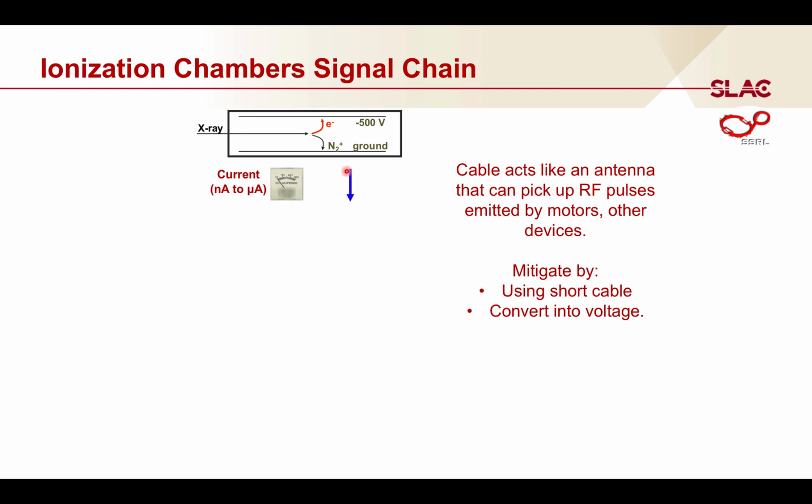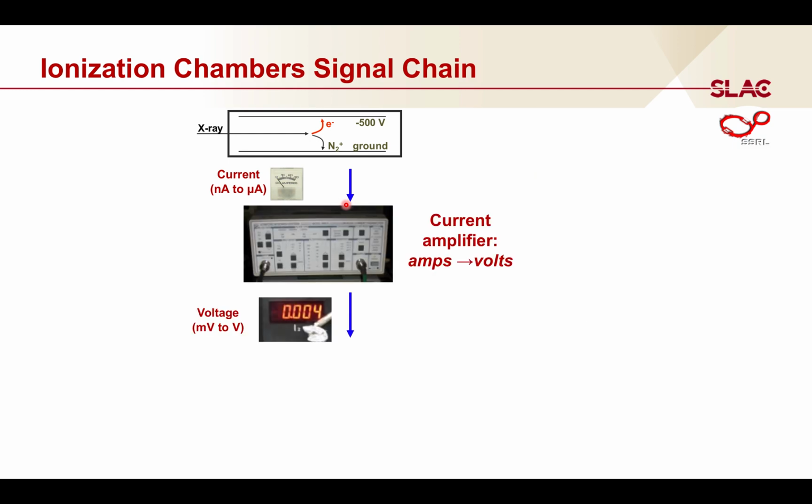To solve this problem, we typically have a very short cable, so the current amplifiers that are attached to these ionization chambers are very close. They're typically sitting on the hutch table right nearby. And this is a typical SRS current amplifier. What it's doing is it's taking this very small current and converting it into voltage because we can send the voltage signal out of that hutch without a lot of interference. It's very easy to measure voltage.